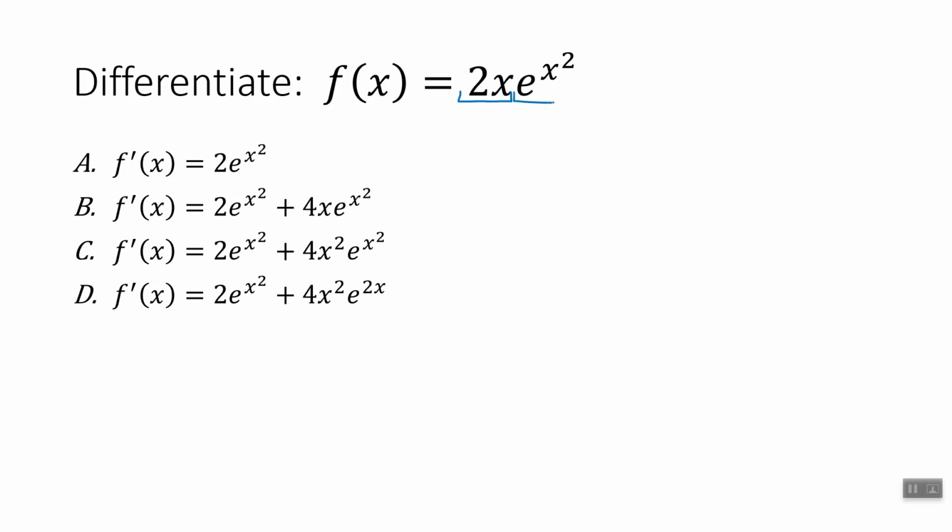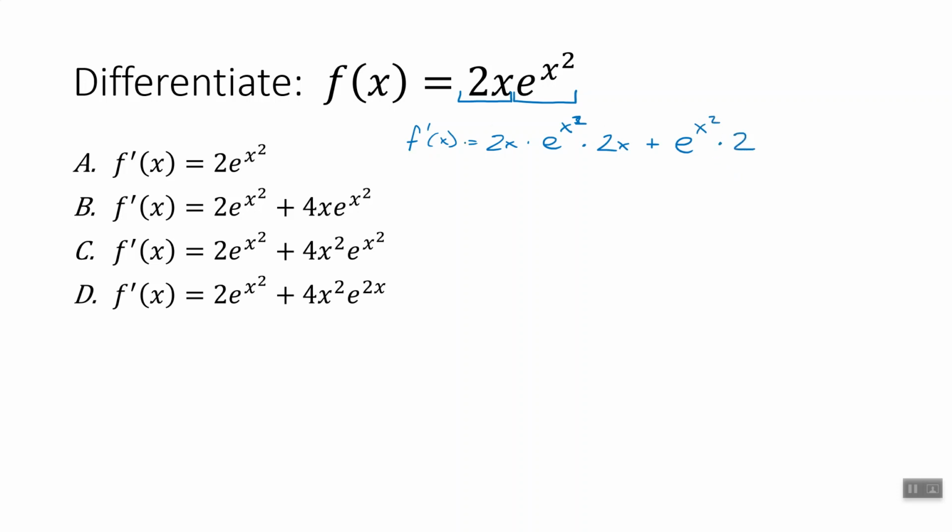I would treat this one as a product rule. So we got our first and our second. So our derivative, f prime of x, is first times derivative of the second. Derivative of e to anything is we rewrite it. No, that's squared, not cubed, squared. Times derivative of the exponent. So derivative of x squared is 2x. Plus the second, e to the x squared, times the derivative of the first, 2.